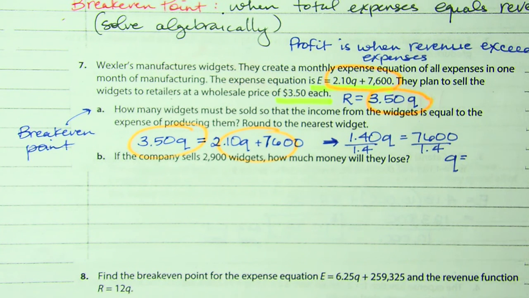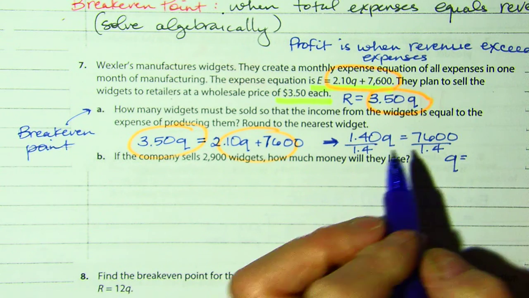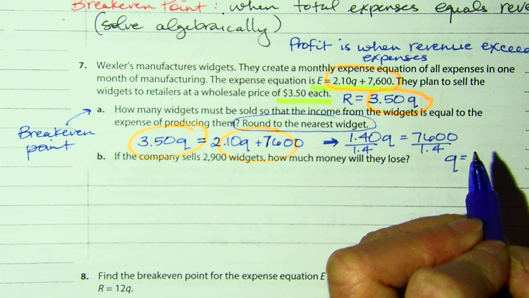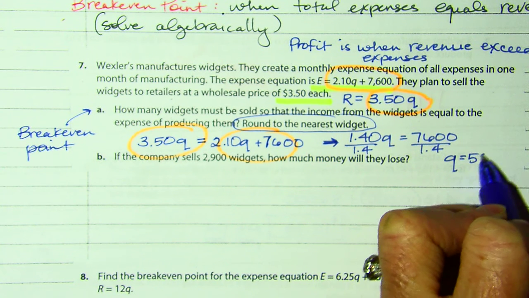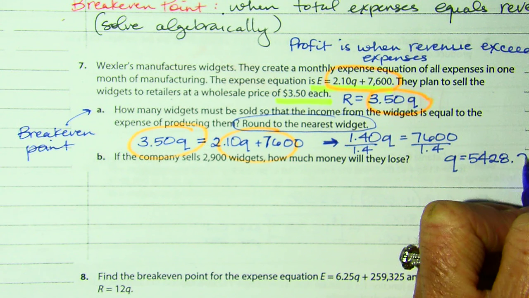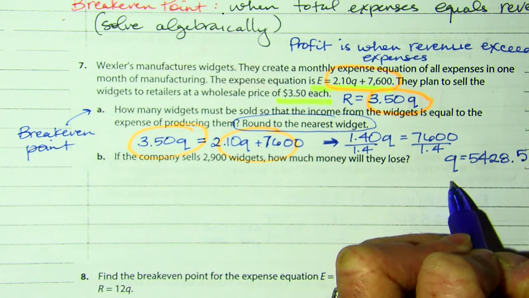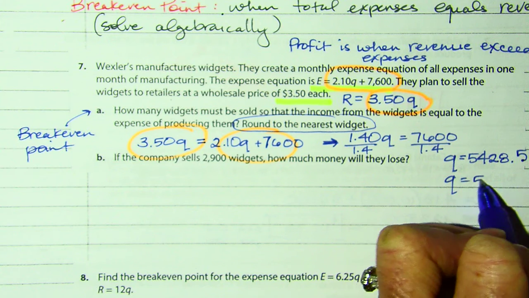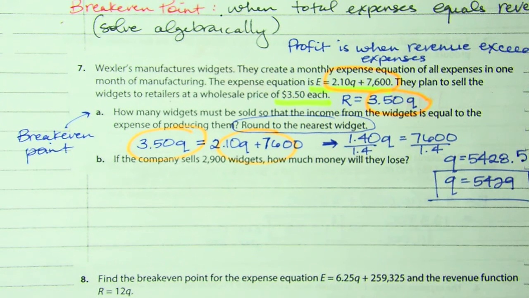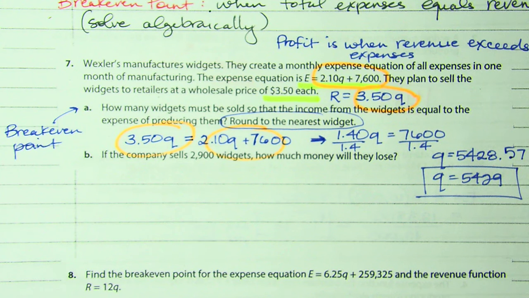Hold on. And it says round to the nearest widget, right? I can't have part of a product. So 5,428 point, I think I got 0.57. So Q equals 54.29. So I would have to sell 5,429 widgets in order to break even. So anything above that would be profit.